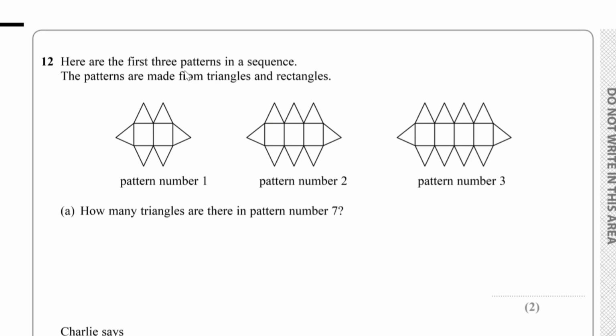Question number 12. Here are the first 3 patterns in a sequence. The patterns are made from triangles and rectangles. For part A, how many triangles are there in pattern number 7?